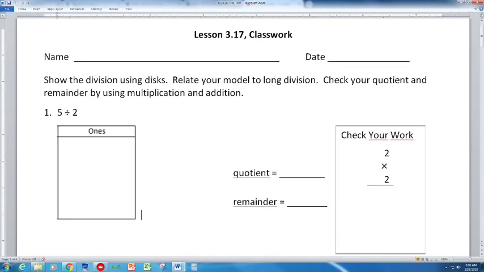Hello students and parents, this is Unit 3, Lesson 17 Classwork Review. We're working on division and using place value charts. So number 1 is a review from Lesson 16.